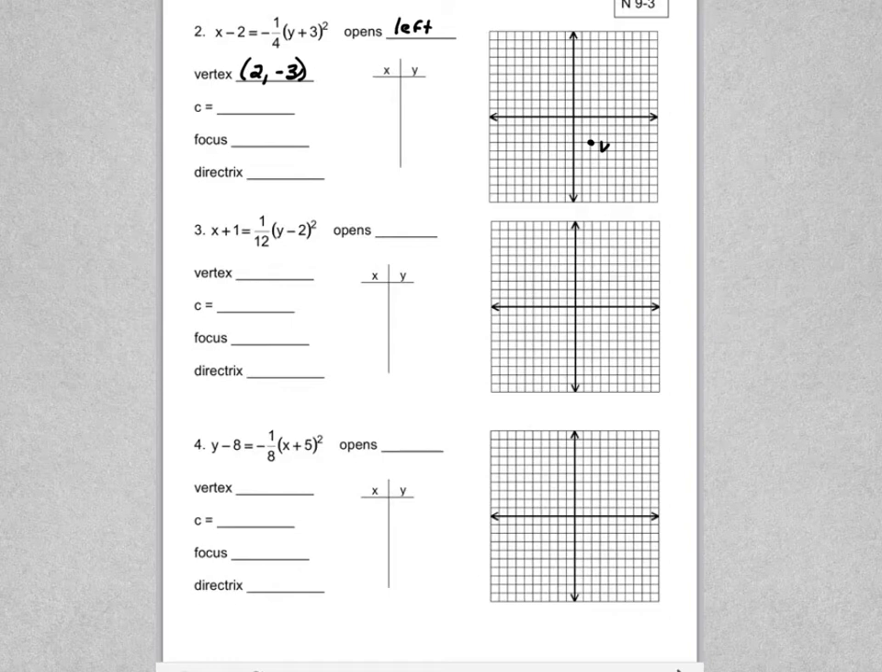Then we calculate c. Well, 1/4 is equal to 1 over 4c. So 4c is equal to 4. So c must be equal to 1. And then 2c, which we'll use for the points on the parabola, is 2 times 1, or 2. So c is 1. So since it faces left, the cup of the parabola is facing left. So our focus is to the left of the vertex, and our directrix is 1 space to the right of the vertex.